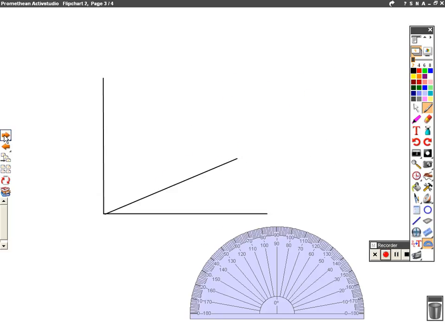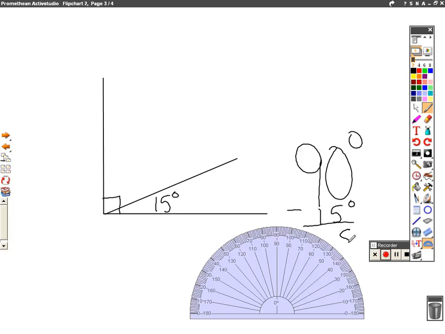Okay, what type of angle do we have here? Vertical, complementary, or supplementary? Well, it makes a nice right angle. So that means it's complementary. My total is going to be how much? 90 degrees. So if this one here is 15 degrees, I have 90 degrees. I've used up 15 degrees. My total is 75 degrees. 75 degrees left for this missing piece.